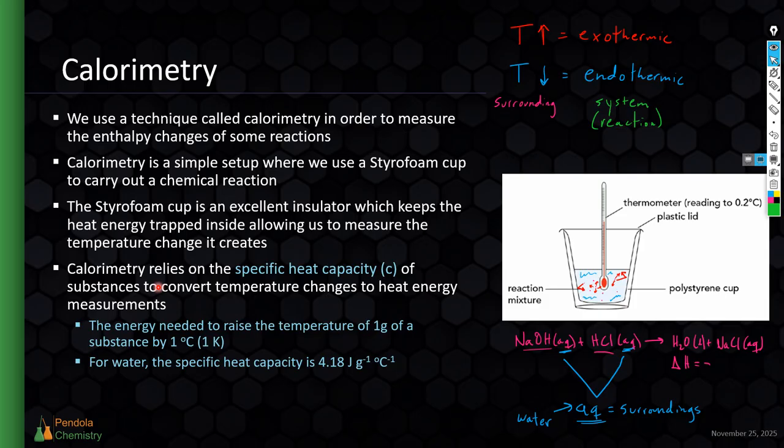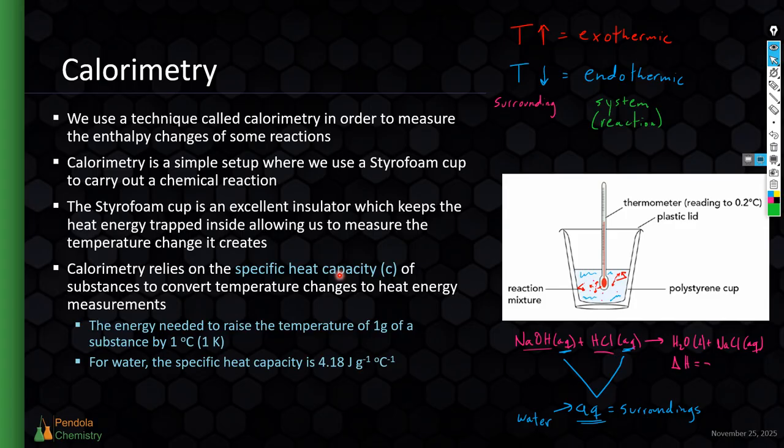Now, calorimetry only gives us the amount of temperature change. How do we convert that to energy? We convert that to energy through a property of water, or property of the solvent, which is called specific heat capacity, which we symbolize by the letter C. Specific heat capacity of a substance allows us to convert temperature change to heat energy, to kilojoules or joules.